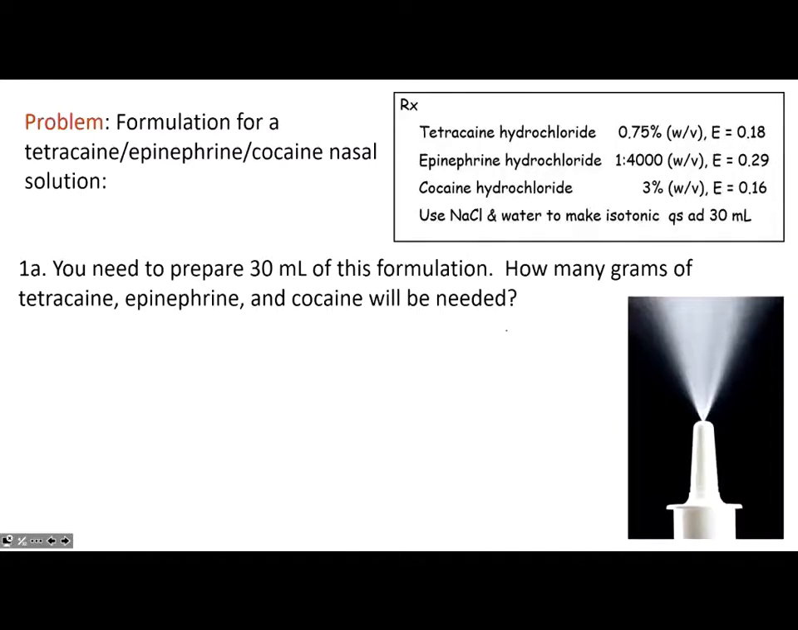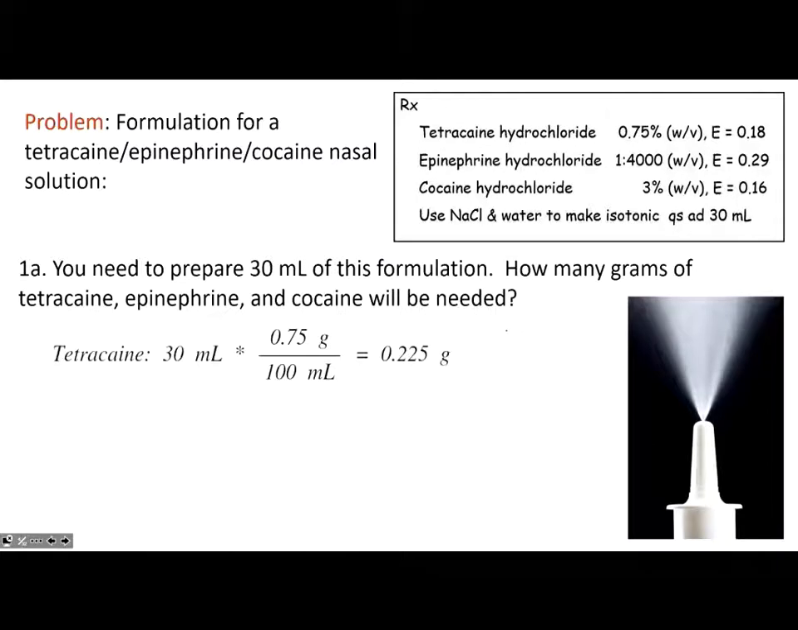So anyways, with that as a background, we've got 3 ingredients, and we're trying to make a nose spray for this surgery, with a total volume of 30 milliliters. Okay? You guys get that? We got concentrations, we got a total volume of 30 milliliters, and I provide you the E-values. We'll come back to the E-values in a little bit. First question says, you need to prepare 30 milliliters of this formulation. How many grams of each of the 3 active ingredients will be needed? This is simply a concentration times volume to determine that. Watch your units, and remember, concentration can be expressed in different ways.